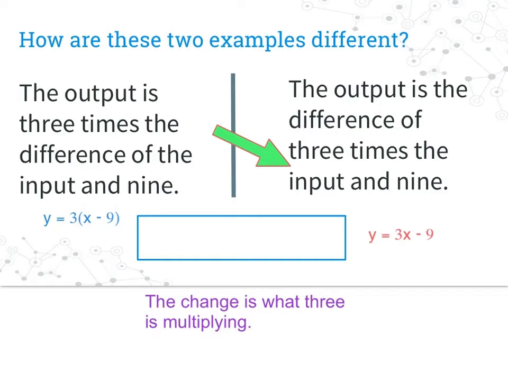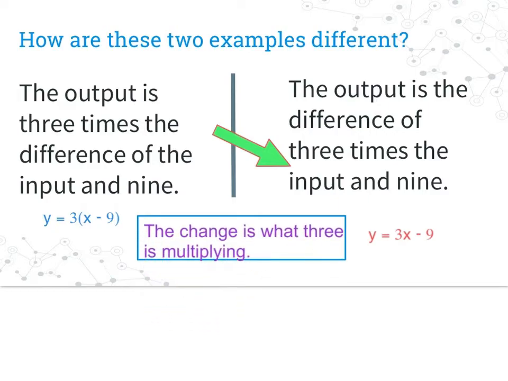So what is the thing that's different? The change is what the 3 is multiplying. In the first one, it's multiplying the difference of the input and 9. So it's multiplying after something has already happened, the subtraction. The second one, it's multiplying 3 just straight times the input. It's not waiting for the difference to happen, it just does 3 times the input. That's the difference. It's very, very tricky, and it can be very, very confusing. So if you didn't understand, that's okay. Pause the video, rewind, and watch the slide again. If not, let's move on to some practice.